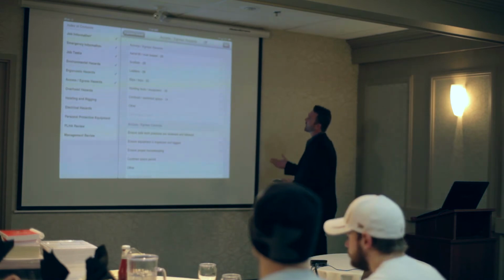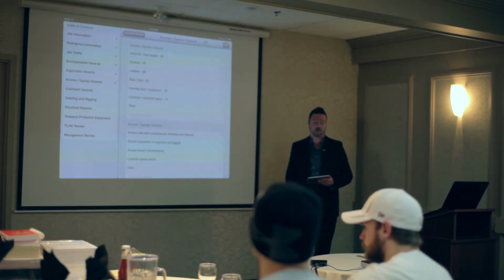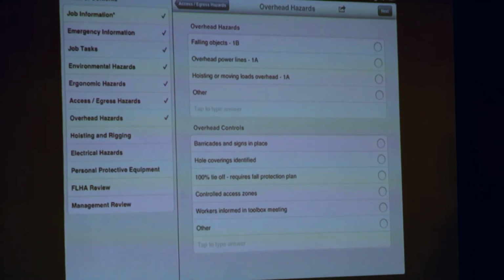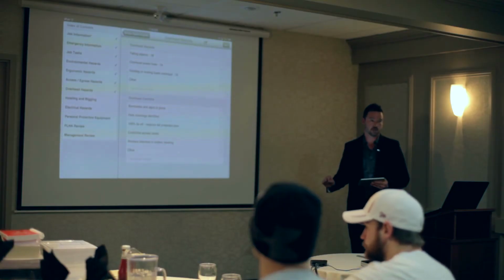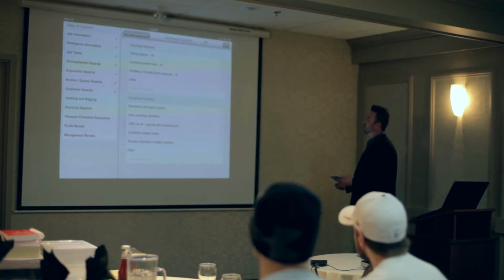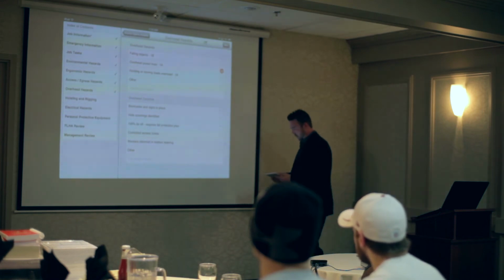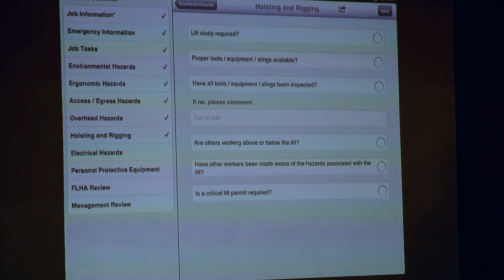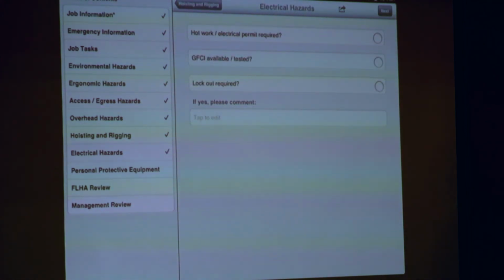Do we have any access and egress hazards? If we don't, we just move on. Do we have any overhead hazards? Again, we can pre-populate this and customize it however it works for your business. So maybe we have some overhead power lines and we're going to inform the workers at the toolbox meeting. Is a lift study required? No, we're not doing a lift. Do we have any electrical hazards?